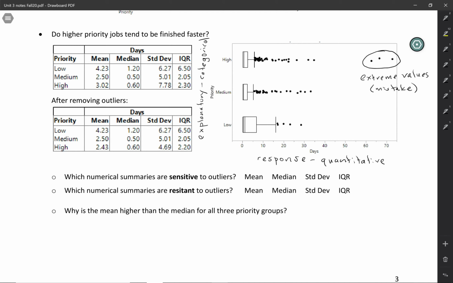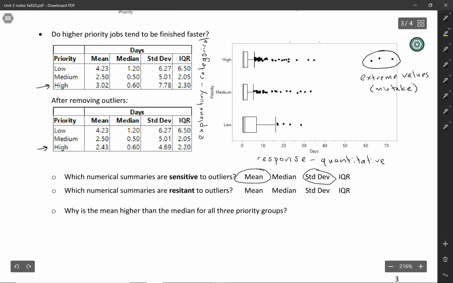So sensitive to outliers just means that the value changes a lot when you take the outliers out. We're only looking at the high category here, since that's where the outliers were. We can see that the mean goes down a pretty good bit after the outliers were removed. So does the standard deviation. And so those values are sensitive to outliers.